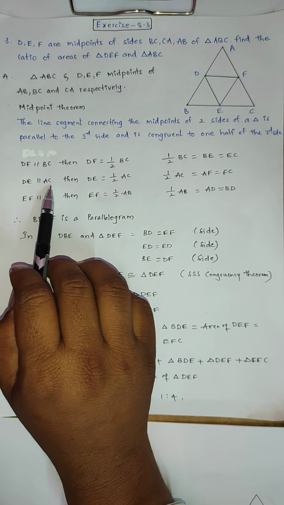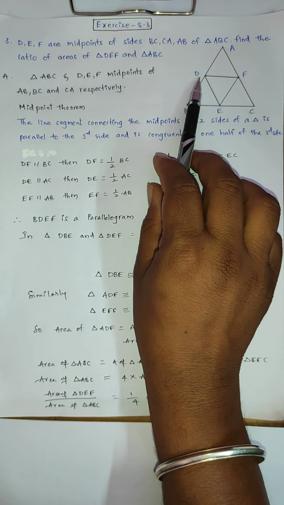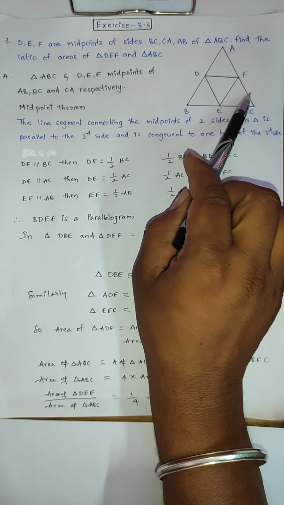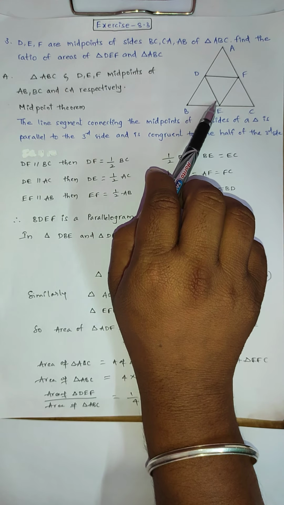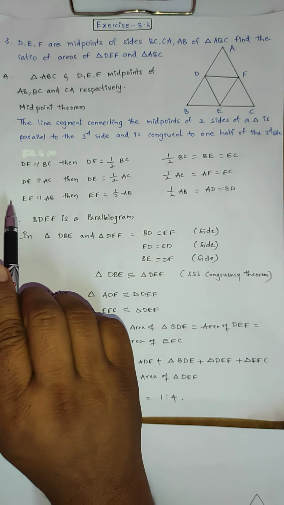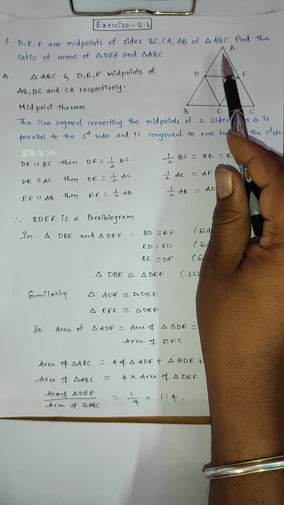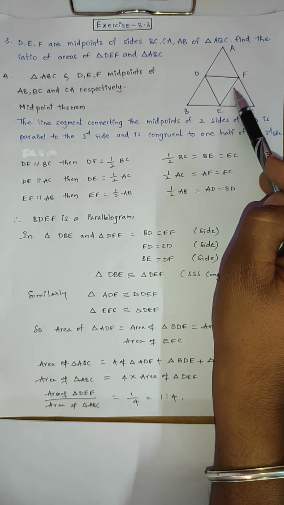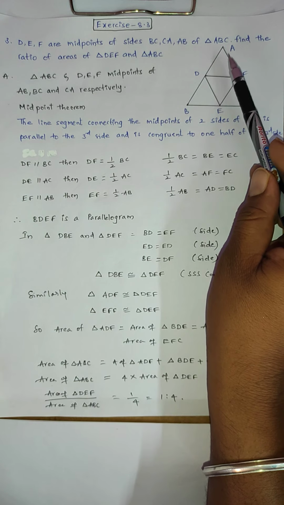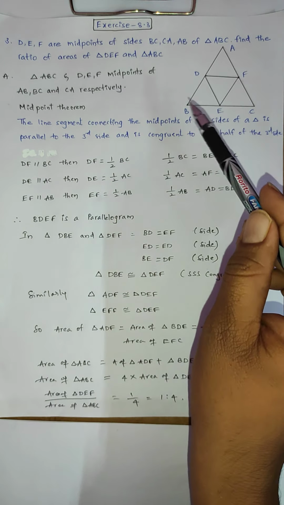Next, DE parallel to AC. Observing this line DE, this line is parallel to AC. So DE is equal to CF is equal to AF. In the same way, EF parallel to AB. This AB line and EF line are parallel to each other. Then EF is equal to AD is equal to BD. Understood?